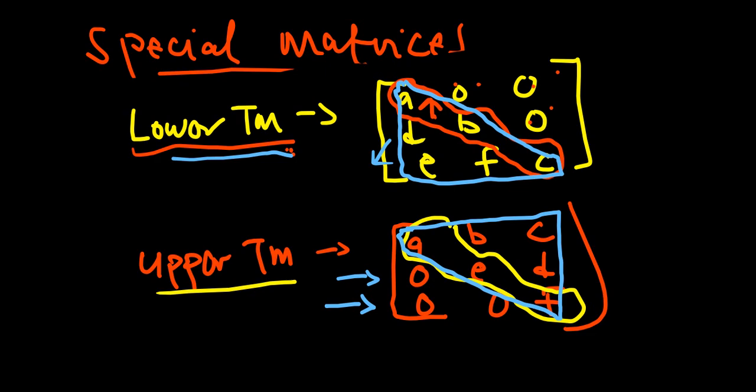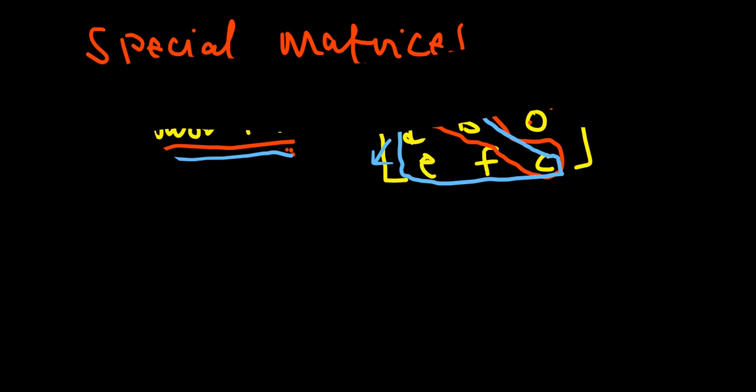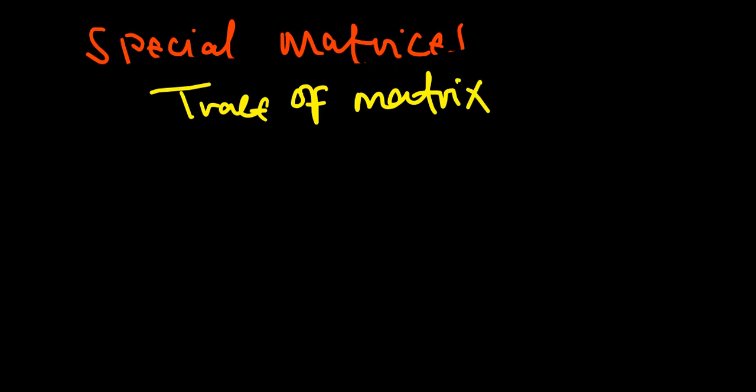Let me also talk about the trace of a matrix. The trace of a matrix will be the last thing I talk about in this lesson. So what is the trace of a matrix? The trace of the matrix is very simple, guys. The trace of a matrix is defined as the sum of the entries on the main diagonal.